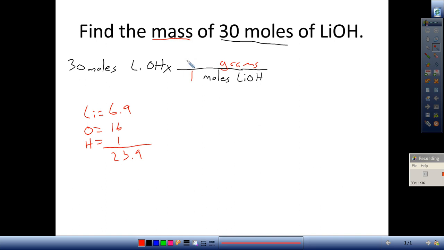And I add those together. And I put that up there. I cross off my like units. I'm left with grams. The question says find the grams, the mass, so I know I'm all done. And of course I'd multiply that across.